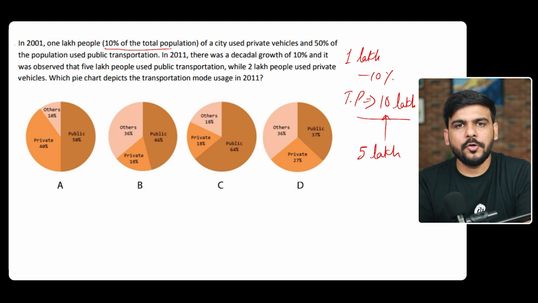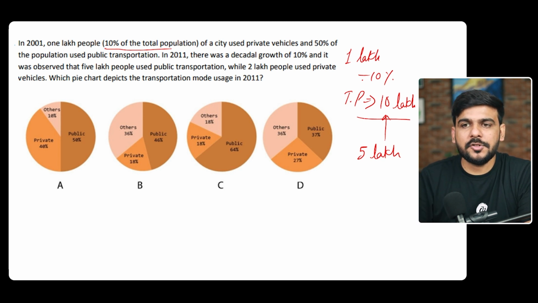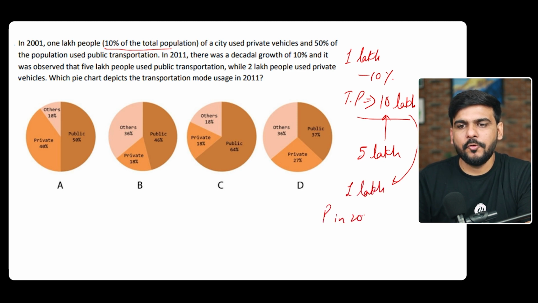Now they have moved on to 2011 and they are saying that there is a decadal growth of 10%. So the total population was 10 lakh. Now 10% has increased, so 10% of 10 lakh would be 1 lakh. So that means the population in 2011 would be 11 lakhs, right?